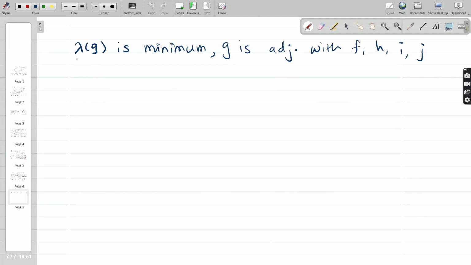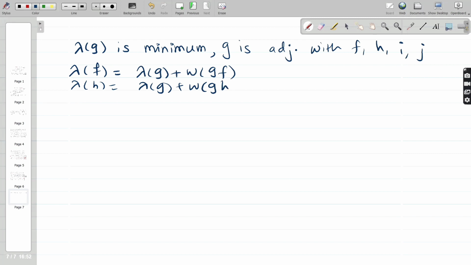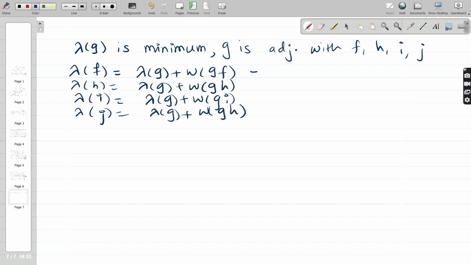So let us find out lambda F once again. We want to see whether we can include G in the path from A to F, A to H, A to I, A to J. Whether G has any significant role in that particular path, that we want to check. So lambda F would be lambda G plus weight of GF. Lambda H is equal to lambda G plus weight of GH. Lambda I equal to lambda G plus weight of GI. Lambda J is equal to lambda G plus weight of GJ.